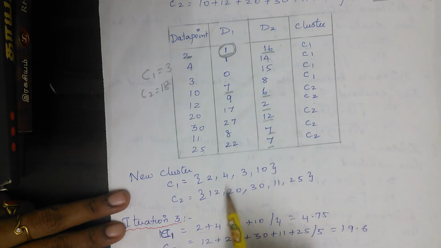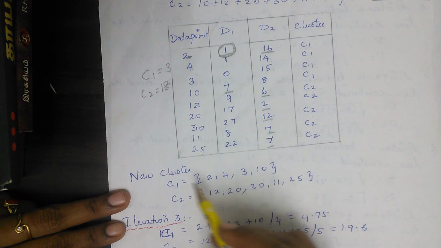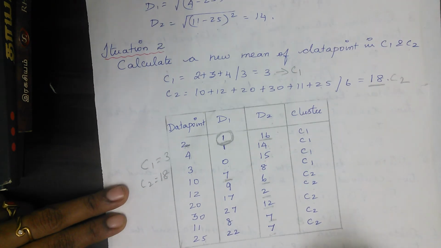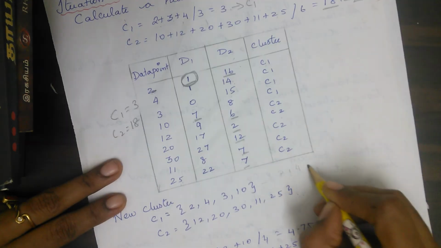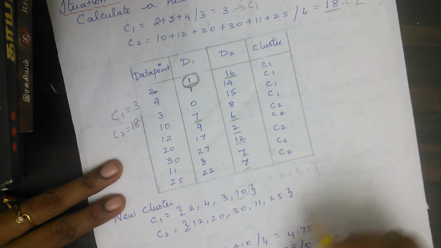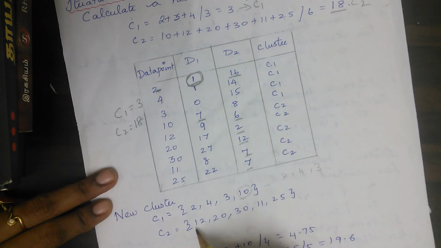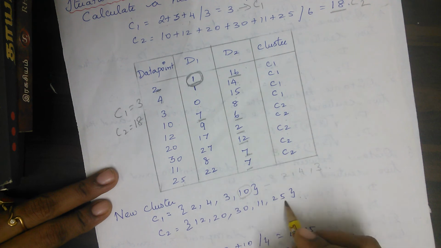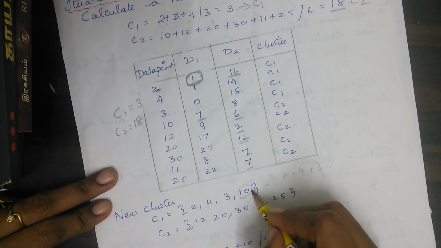And see here, now we have formed the first cluster with 2, 4, 3 and 10, whereas the previously formed cluster was only 2, 4 and 3. So this 10 is newly added here. And now C2 has 12, 20, 30, 11, 25, whereas 10 is now in C1.